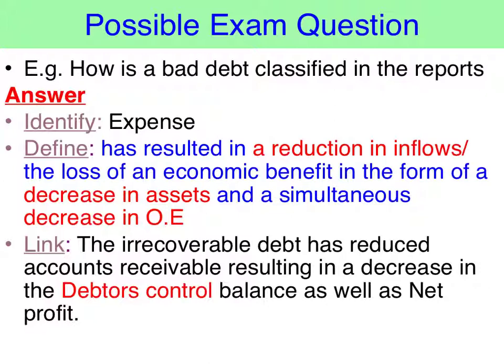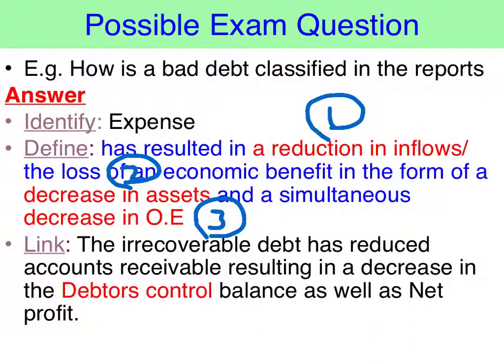Okay, example number two, bad debts. Okay, step one, we identify it as an expense. Step two, with our definition, we work through the three criteria on the first slide of this presentation. So again, bad debt does not result in an outflow of an economic benefit, but rather a reduction in the inflows. Thus, there's a loss of economic benefit that results in a decrease in assets as well as that simultaneous decrease in OE. Make sure you specify these two.